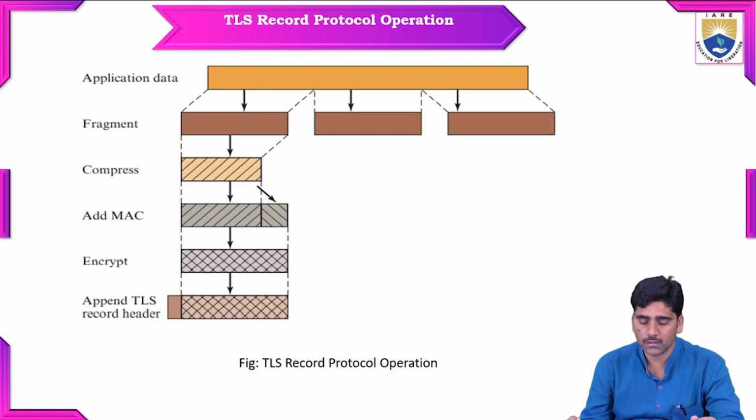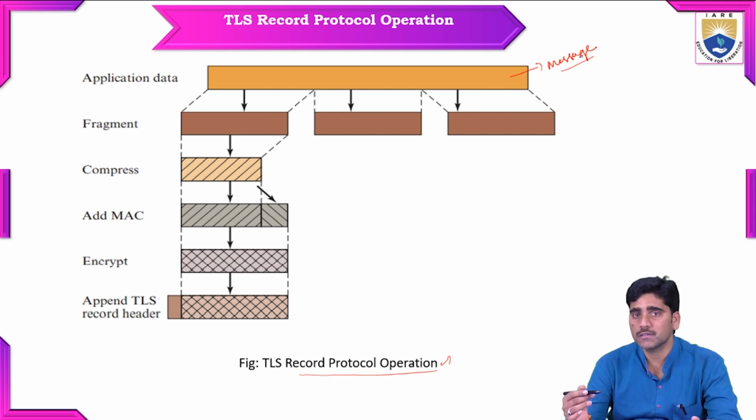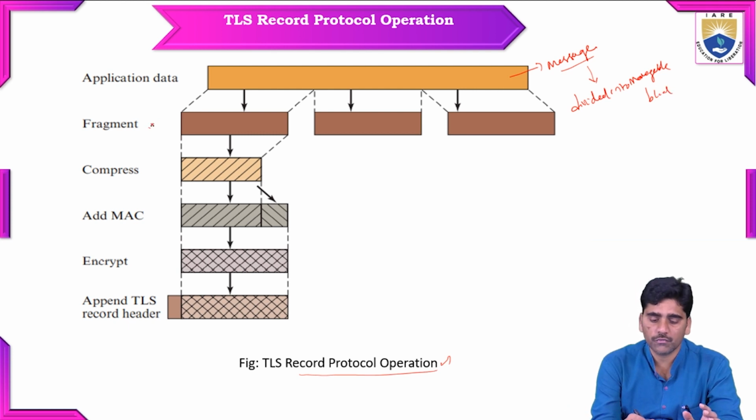So here we can observe the TLS protocol operation. The message is nothing but application data, which is a sequence of messages. If all the messages cannot be transmitted to the next layer at once, the message is going to be divided into some manageable blocks. Those blocks are nothing but fragments.